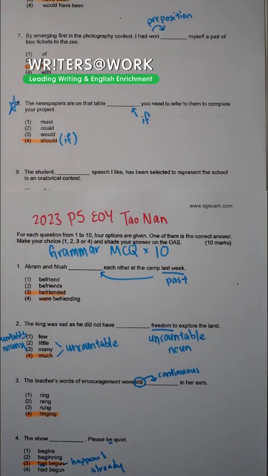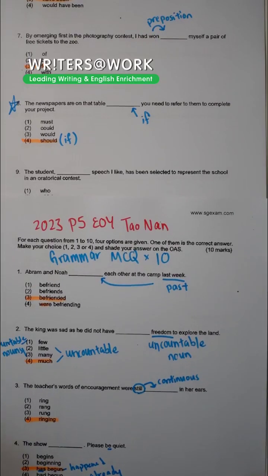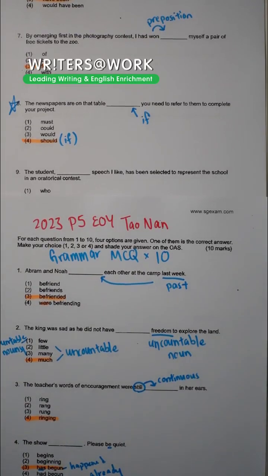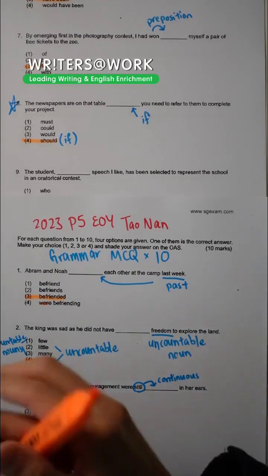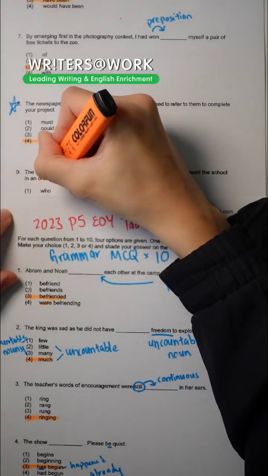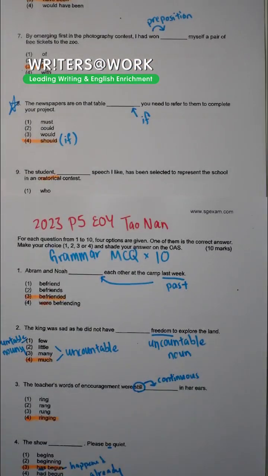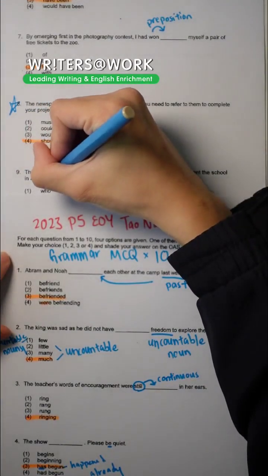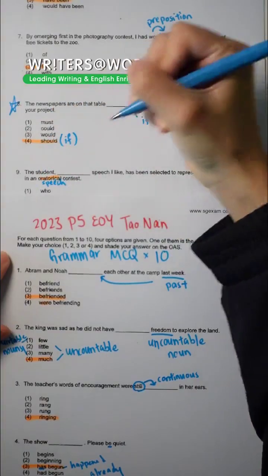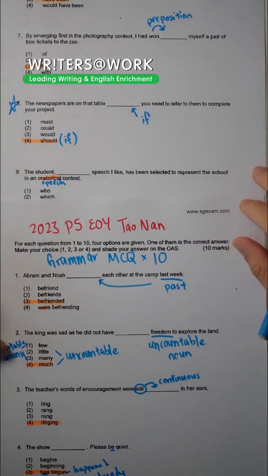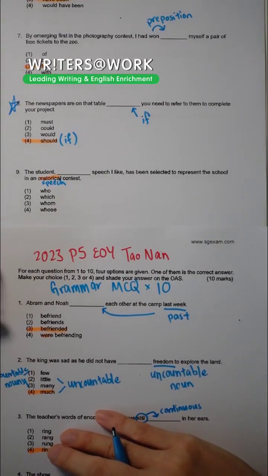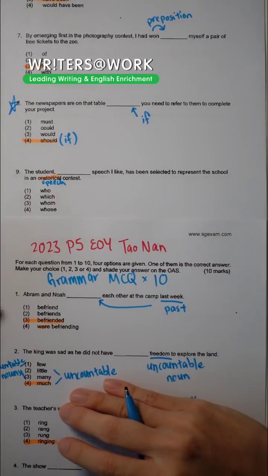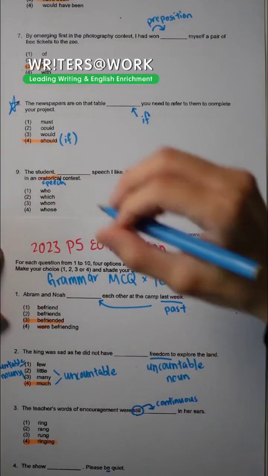Question 9. The student, blank speech I like, has been selected to represent the school in an oratorical contest. What is an oratorical contest? Well, oratorical skills refer to skills of speech. An orator is a speaker. Okay, so talking about a speech. In this case here, which pronoun should be used to refer to the student?